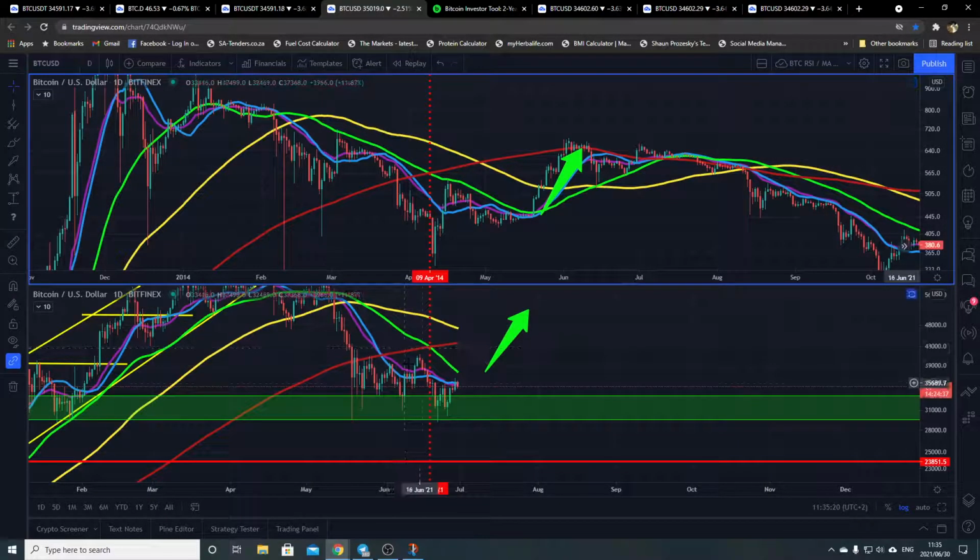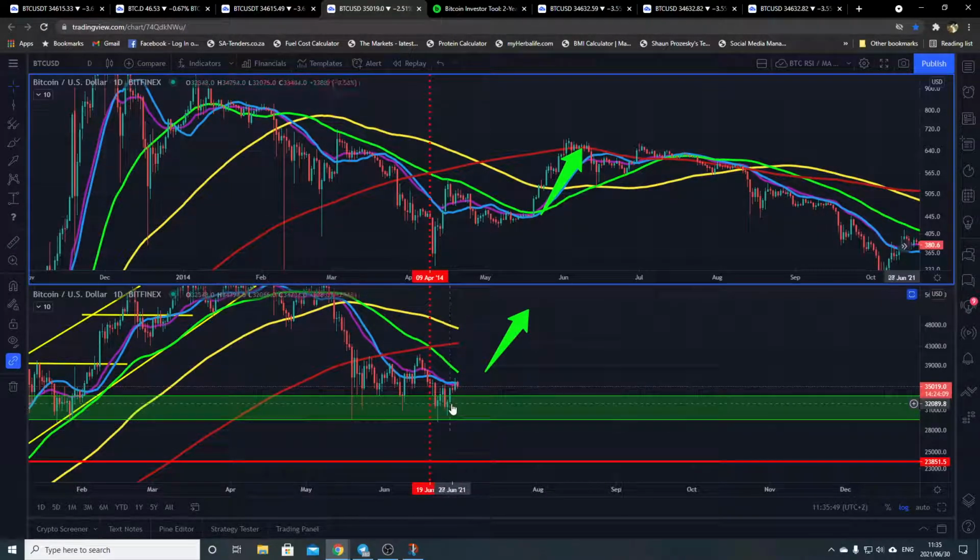Have a look over here. We've got the cross. Shortly later in the history of Bitcoin, in April 2014, we got rejected at the 50 MA. So we could get a rejection over here and come back down. But I'm not seeing the Bitcoin price going too far down.